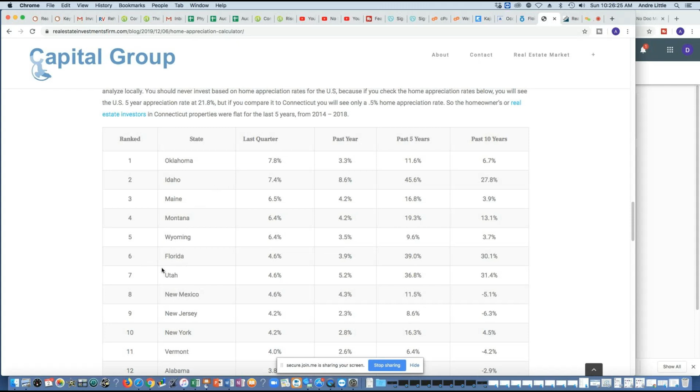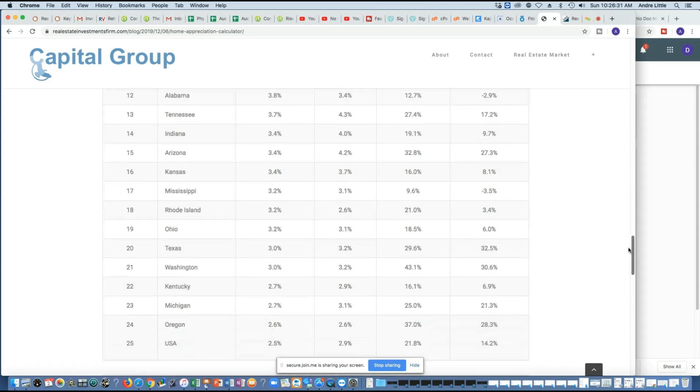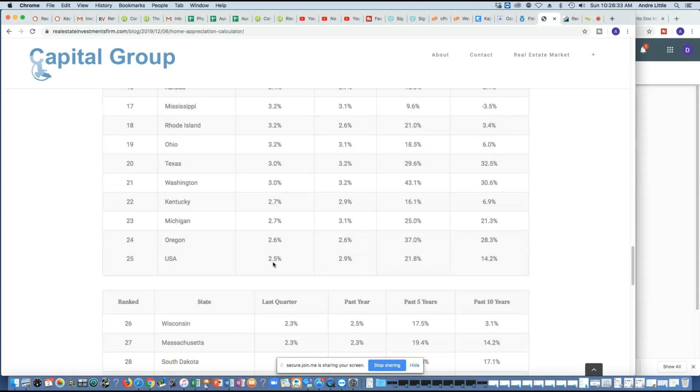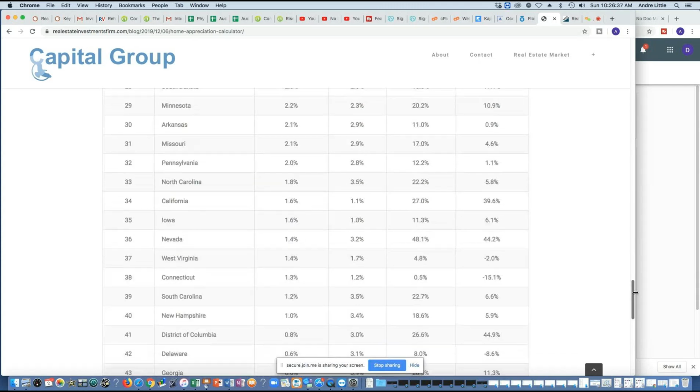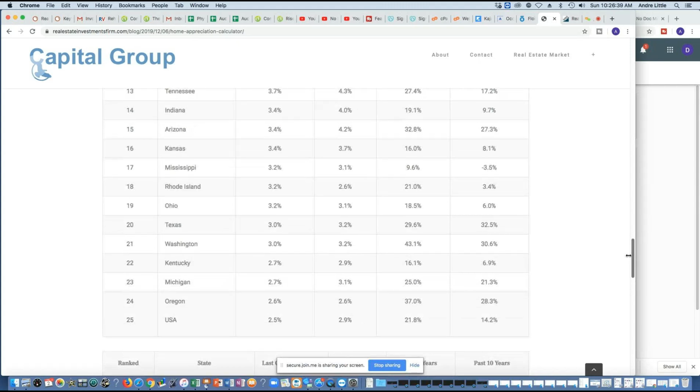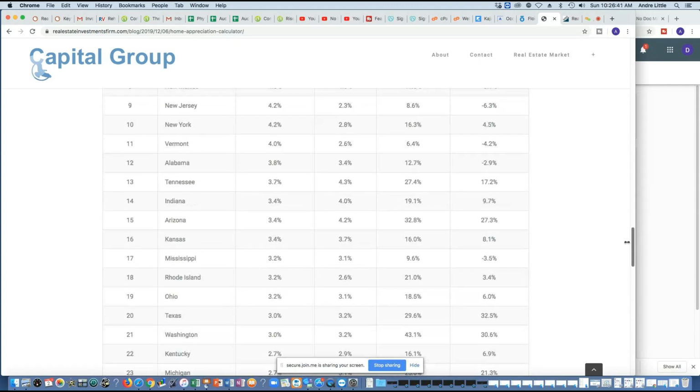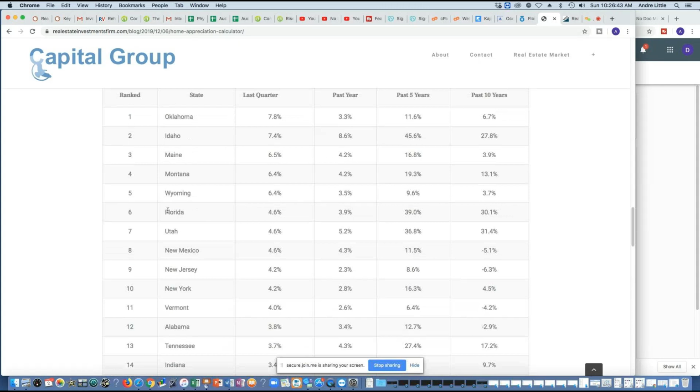Well, let's pick a location here. I'm going to pick Florida. Before I pick Florida, I wanted to show you, this is showing the top 25 states, and it also goes to the U.S., and it goes for the last 25. Now, let's go here, just showing you here for Florida, because that's where I reside. We're ranked number 6 in the country as far as Q3.